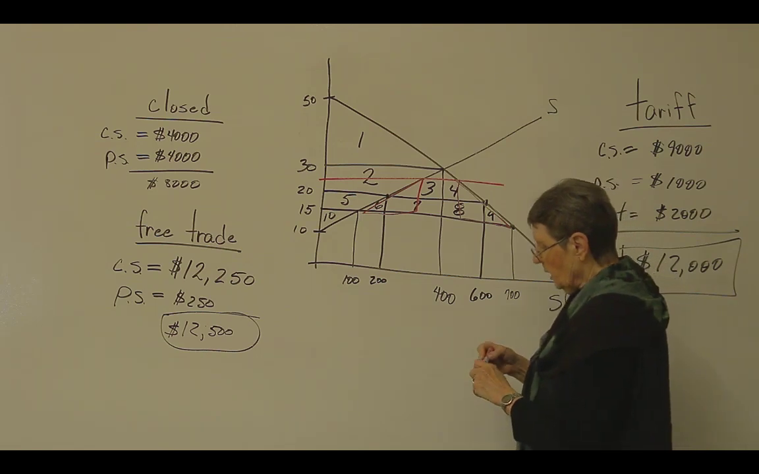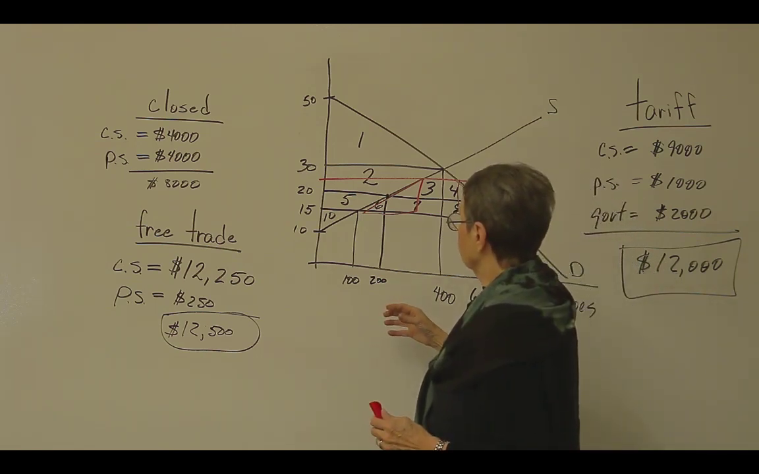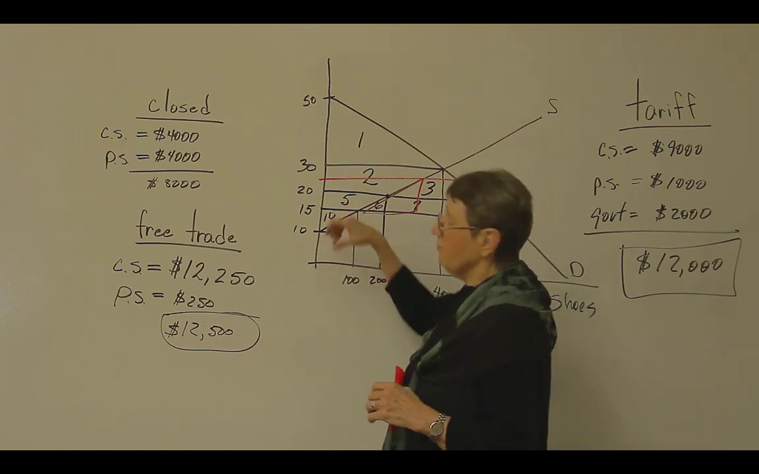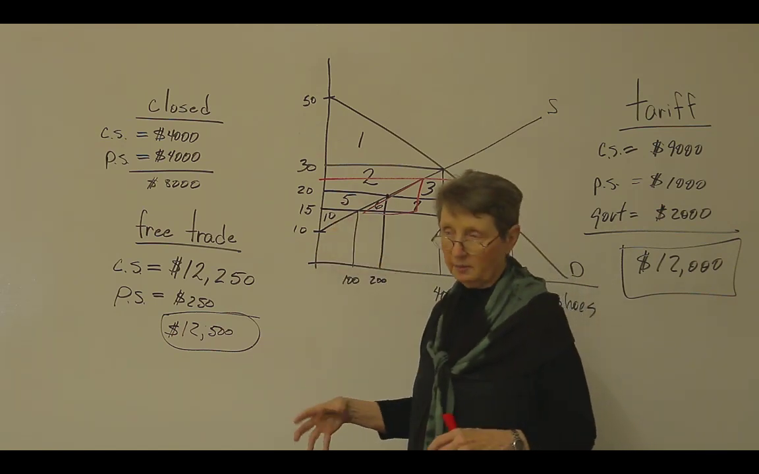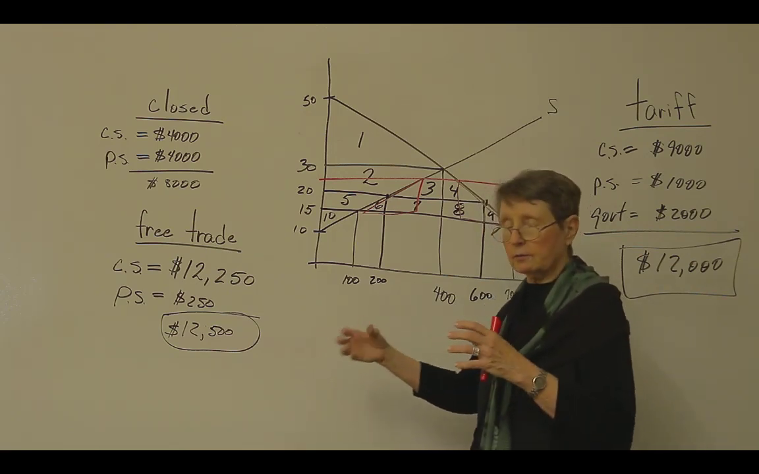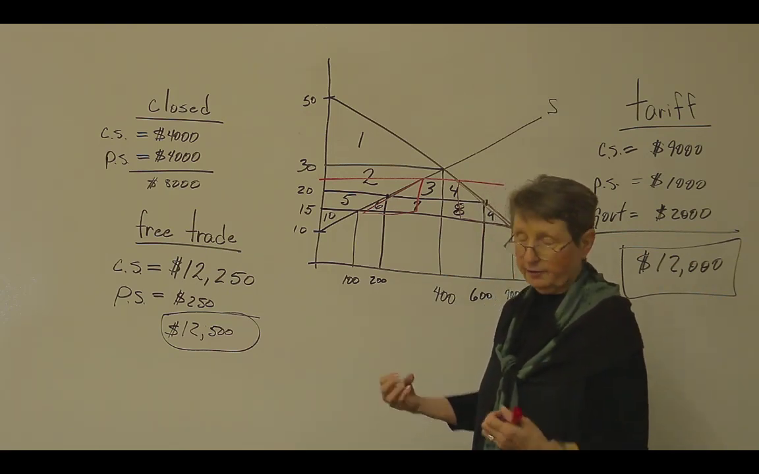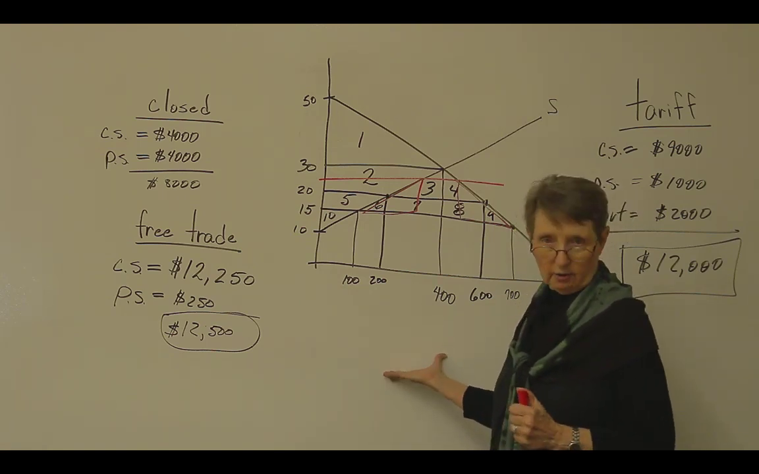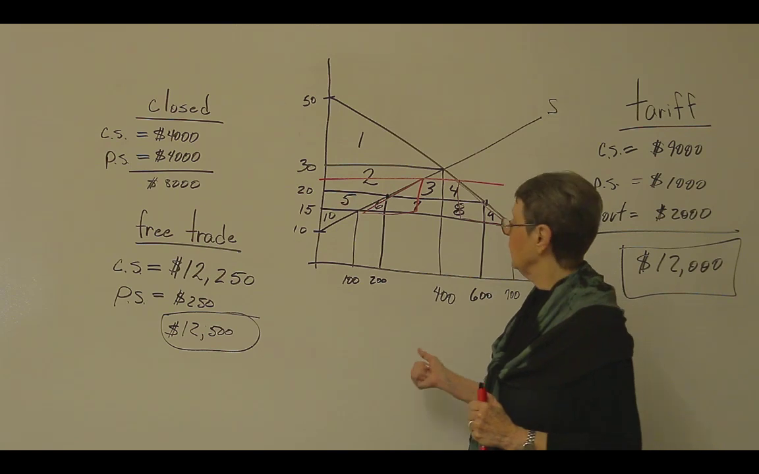So we can see that restricting free trade, while it benefits some in the economy, it costs others, and it ends up costing more than it benefits. So the net effect is a loss to the economy when we use tariffs to restrict free trade.